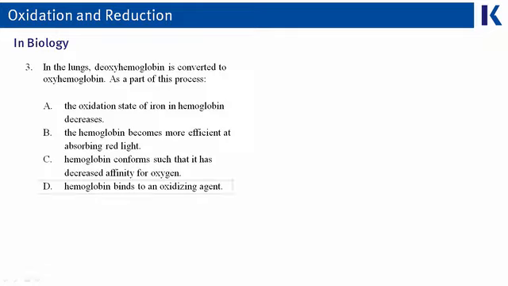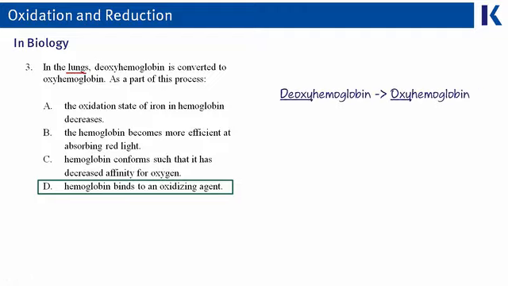The answer to this question is D. The question itself brings us to the setting of the lungs, and we hear that in the lungs, deoxyhemoglobin turns into oxyhemoglobin.